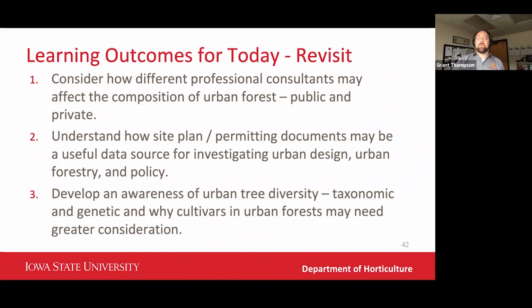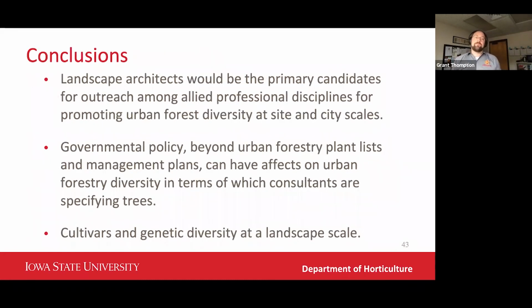And to develop an awareness of tree diversity, both taxonomically and genetically. In our data set with as many cultivars as we found, this is interesting and something that deserves further consideration. So based on all of this, I think landscape architects are probably the primary outreach, at least in our communities, since they're doing a lot of the work anyway. So if they're already planting a lot or specifying a lot of trees, let's reach out to them first.